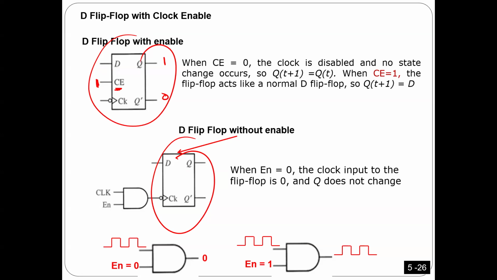So if there is no clock, it is disabled. It's not gonna work if there is no clock. But if I put here 1, I will see them. Any questions? This is for D flip-flop.